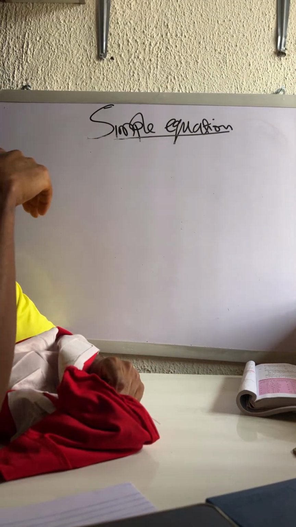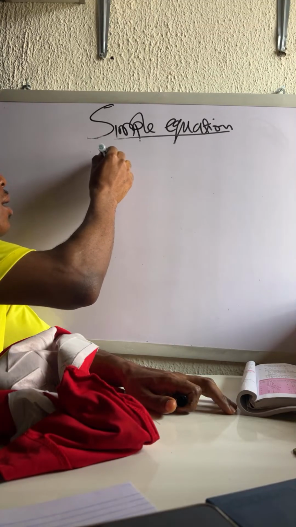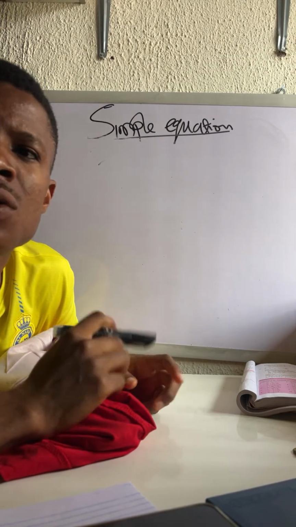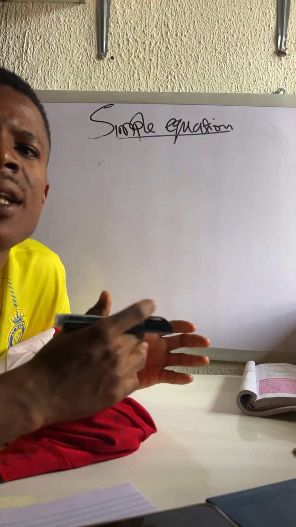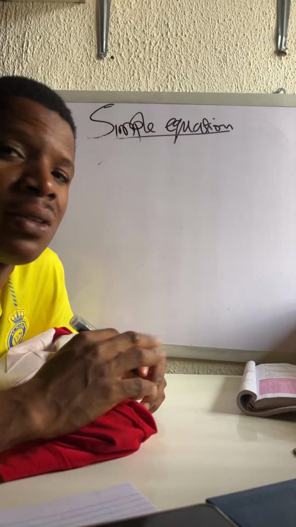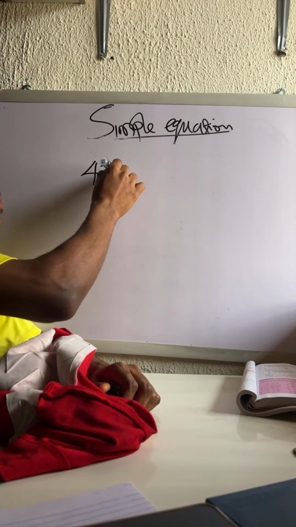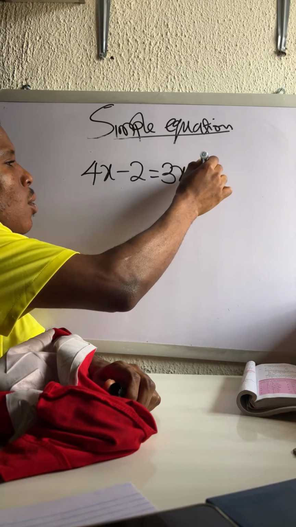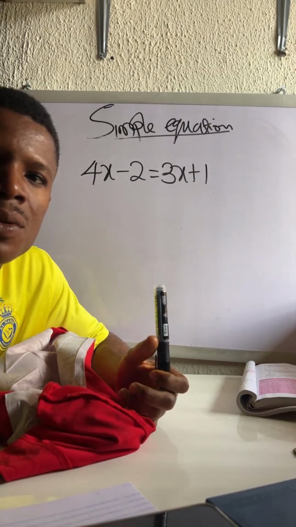The next one we'll look at, since we've mastered this, is how to solve a simple equation when the variables are on both sides of the equation. This is very easy. For instance, let's say we have 4x minus 2 is equal to 3x plus 1. This is very simple to solve.